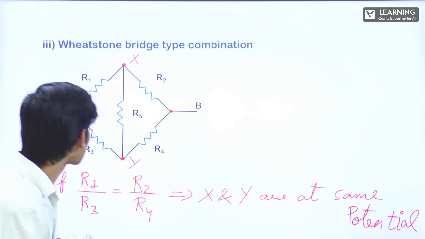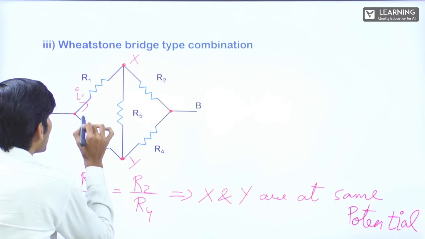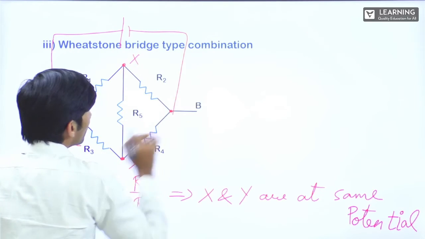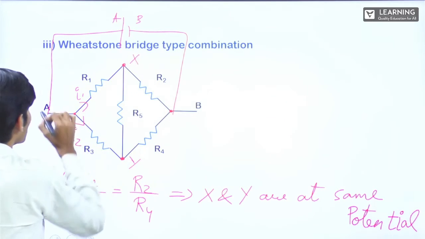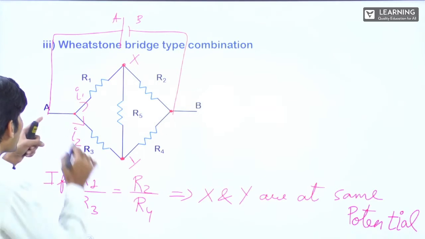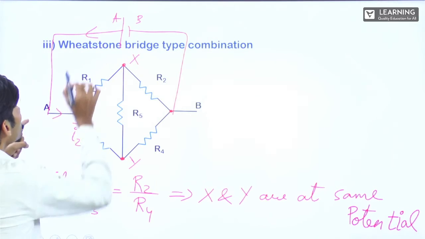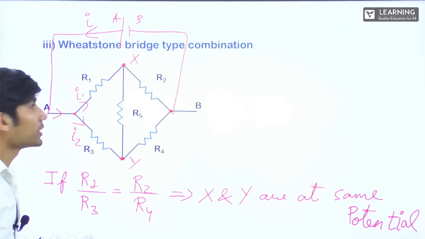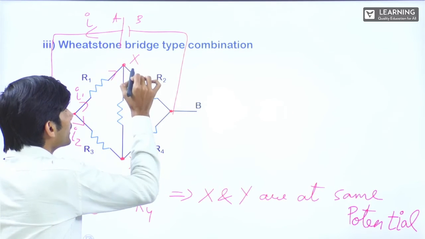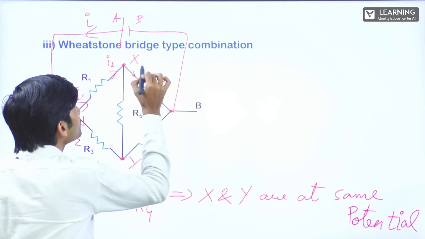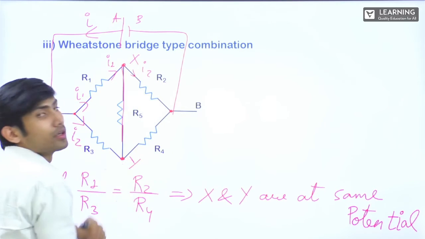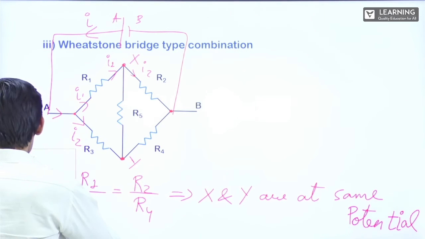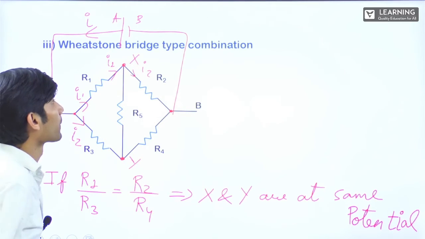That means, see here, the current is going, let's say I1 and I2, it gets distributed. Let's say that it is connected to a battery. This is potential A, this is B, so this is point A, this is point B. Now current I is coming, and this I is distributed in I1 and I2. Current is not flowing in this. So whatever current was coming from here, the same current I1 is going here.